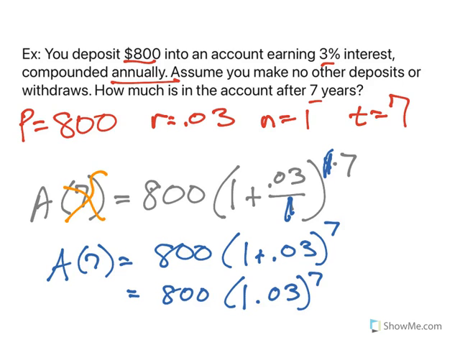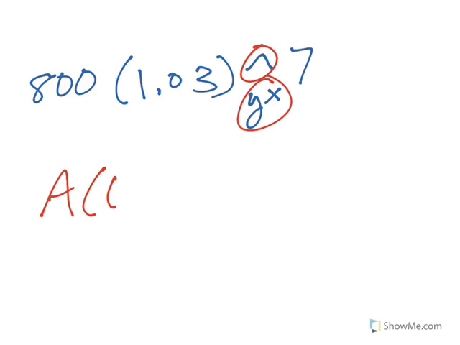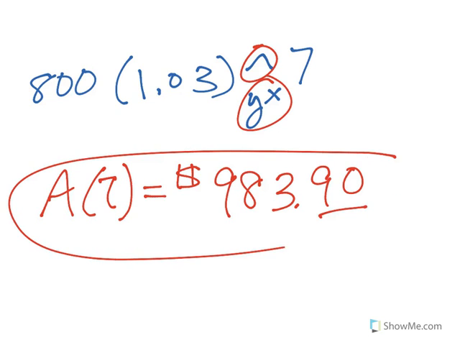If you have a calculator, you can type that in just as you see it. 800, 1.03. You're going to need a caret to the 7. This caret implies we're going to the exponent. You might also use one of these two symbols in your calculator. And we end up with an answer of A sub 7. So after 7 years, we will have $983.90 rounded to the nearest penny.